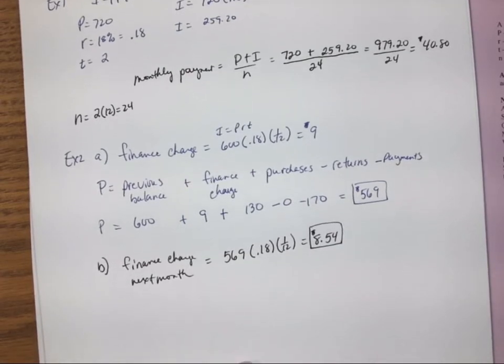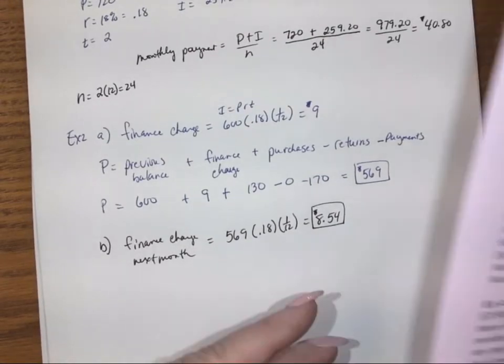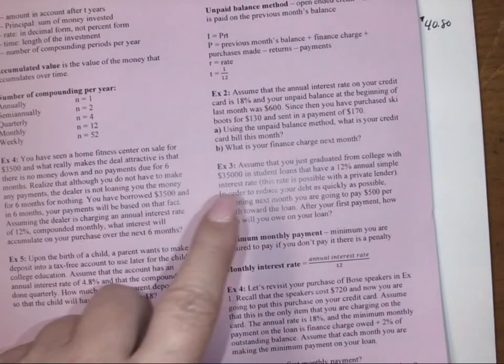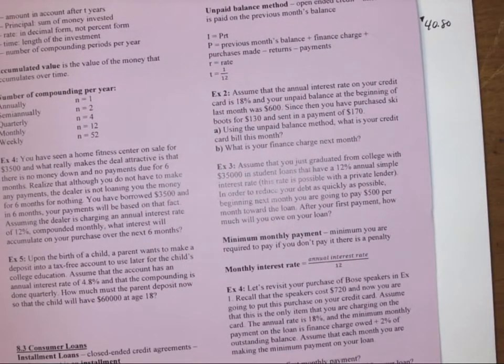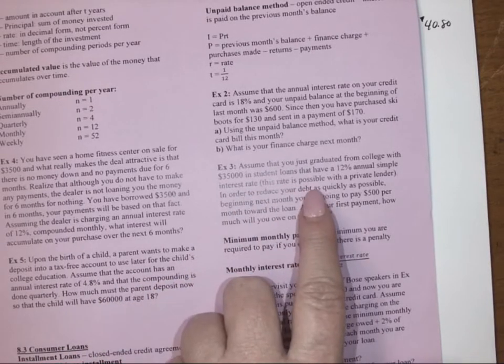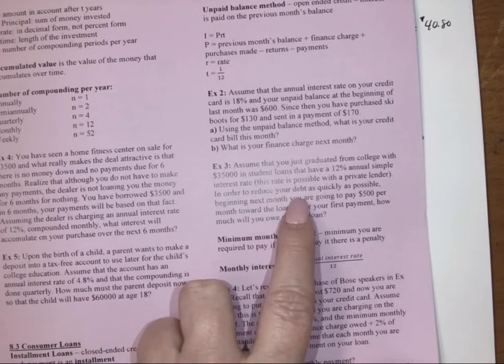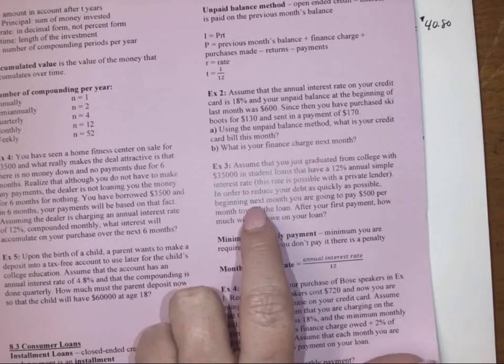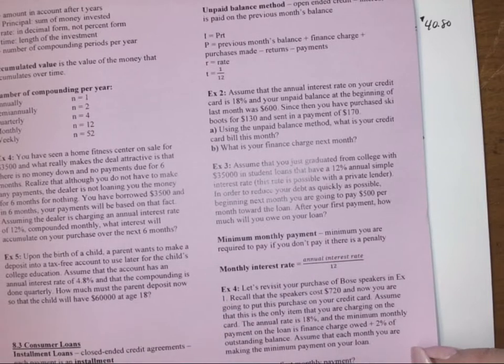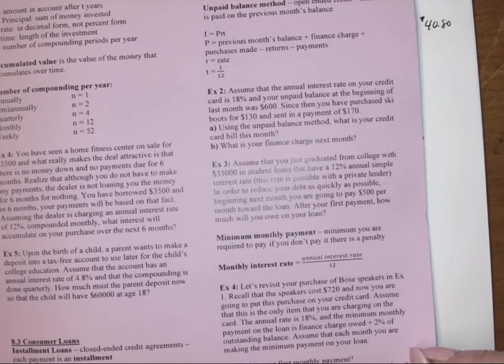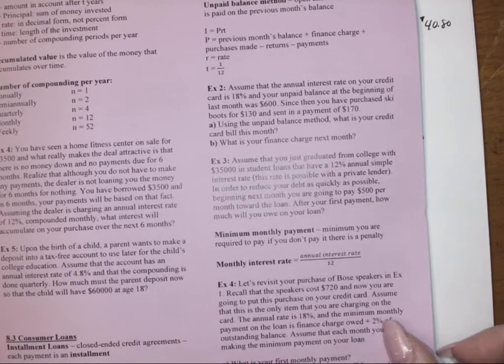All right, our next example. Assume that you just graduated from college with $35,000 in student loans that have a 12% annual simple interest rate. This rate is possible with a private lender. In order to reduce your debt as quickly as possible, beginning next month, you're going to pay $500 per month toward the loan. After your first payment, how much will you owe on the loan?